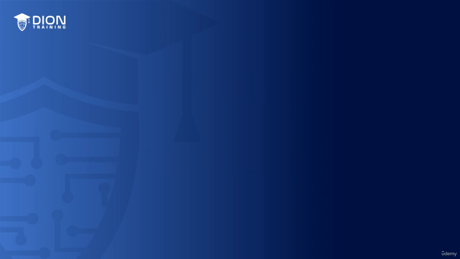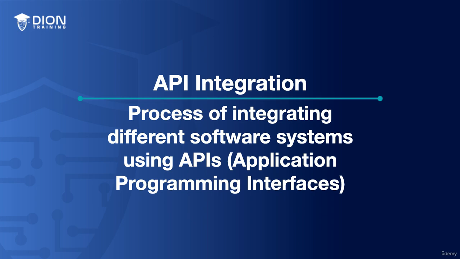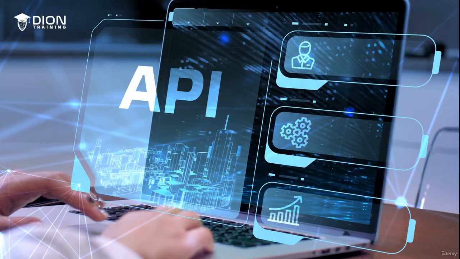Next, we talked about the concepts surrounding API integration. Now, API integration is the process of integrating different software systems using APIs, which are known as application programming interfaces. Now, APIs or application programming interfaces enable different software systems to communicate and exchange data with each other. API integration is a really important concept inside of the world of DevOps and cloud operations because it enables the integration and coordination of various services and applications and enables your organization to build more scalable and flexible systems.